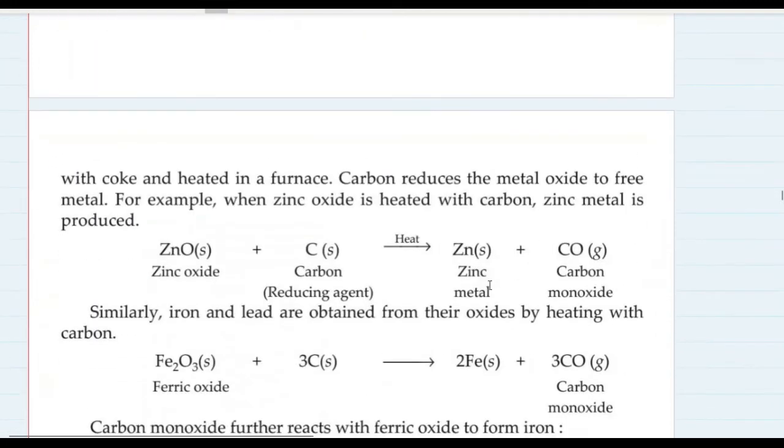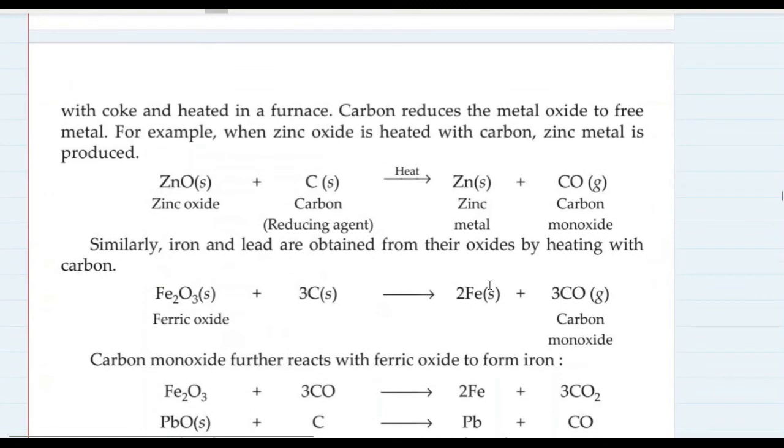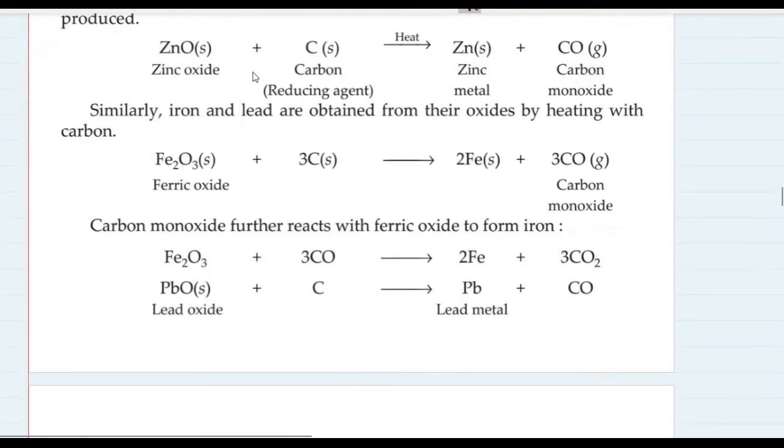In the process, metallic oxide is mixed with coke. You know what is coke? Coke is not at all Coca-Cola. Okay, coke is 99.9% pure carbon. Okay, so they are heated with this coke or carbon, which acts as a reducing agent, and they give out pure metal with carbon monoxide. Okay, so that is the case more or less with iron or lead oxide also.